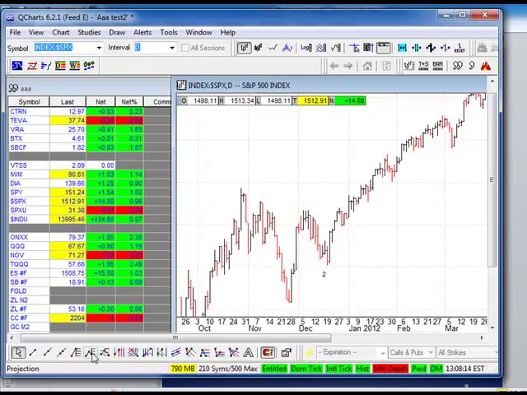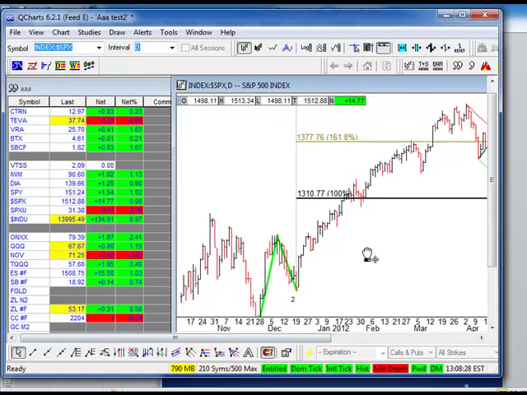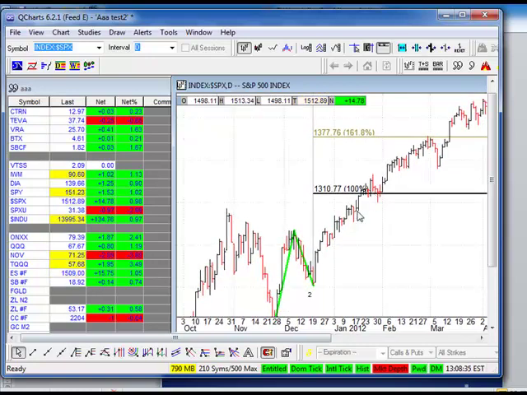And so take this one here, take the distance from here to here, and project it from the 2. And here's the 100% point, here's the 161.8% point. The fact of the matter is quite often when markets are in an advancement, they go past the 161.8% point, not just the 100% point.